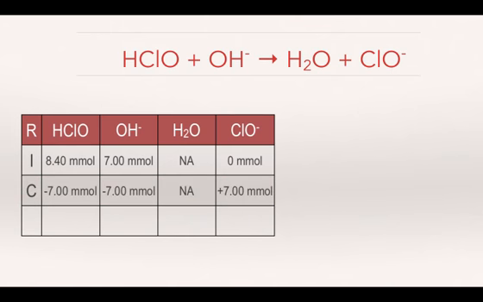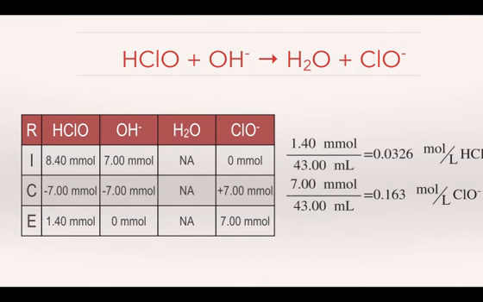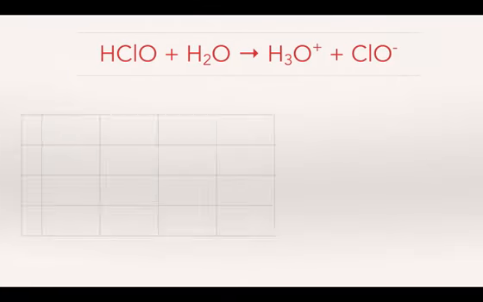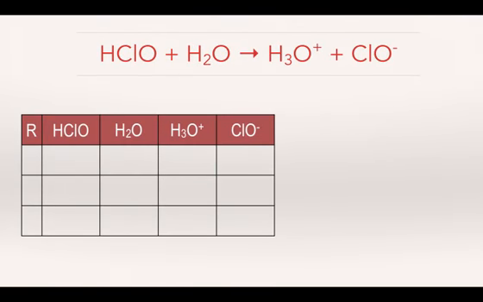Our change is going to be 7 millimoles because all of the hydroxide will be used, and we will be left with our excess of hypochlorous acid of 1.4 millimoles, and we will produce 7 millimoles of hypochlorite ion. Those values then are used to recalculate the new concentration based on the new volume. Those concentrations then are going to be used in our Rice table for our equilibrium of the weak acid.